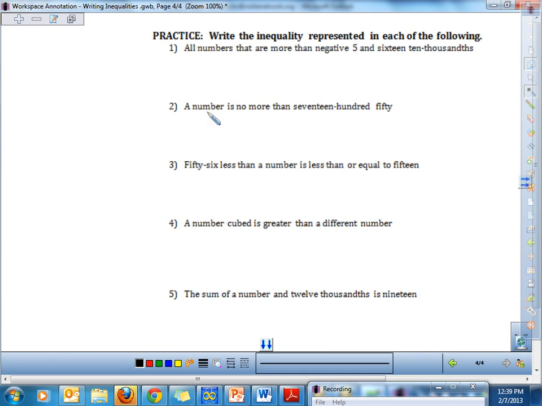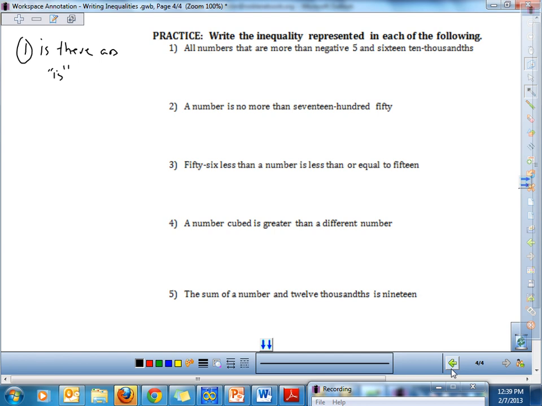So, one thing that we should always do is annotate. And remember, the key thing we're looking for is the word is. So this says all numbers that are more than -5 and 16/10,000. So the first thing I'm going to look for is, is there an is? Alright, let's see. All numbers that are more than -5. I don't see an is.